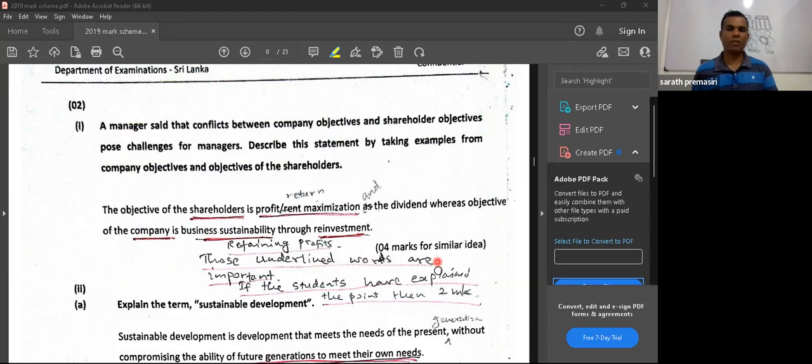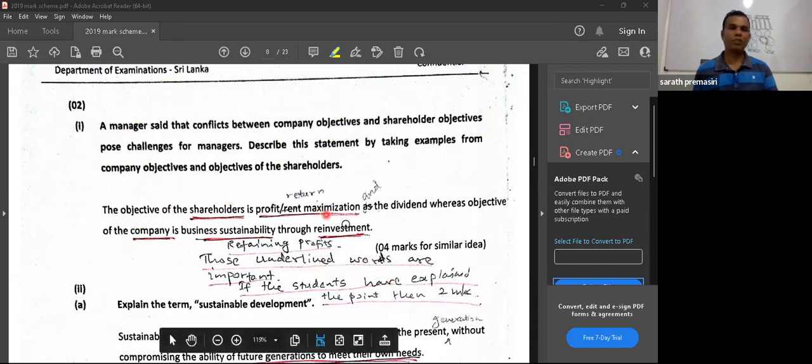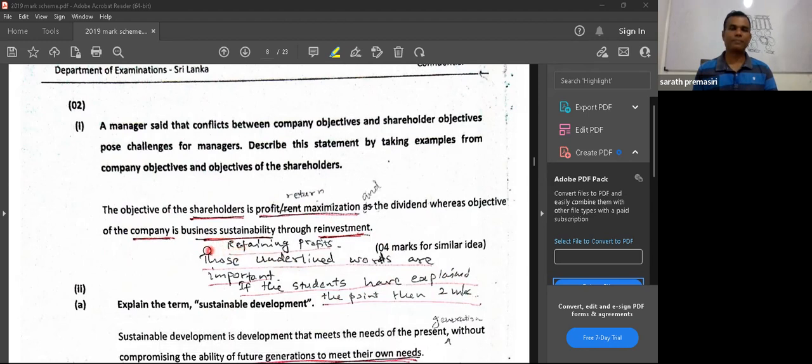Then you see, only for this idea you are given 2 marks. If the students have explained the points, then 2 marks. You have to explain. Then how can you explain it? Please write down the way that you have to explain this idea.